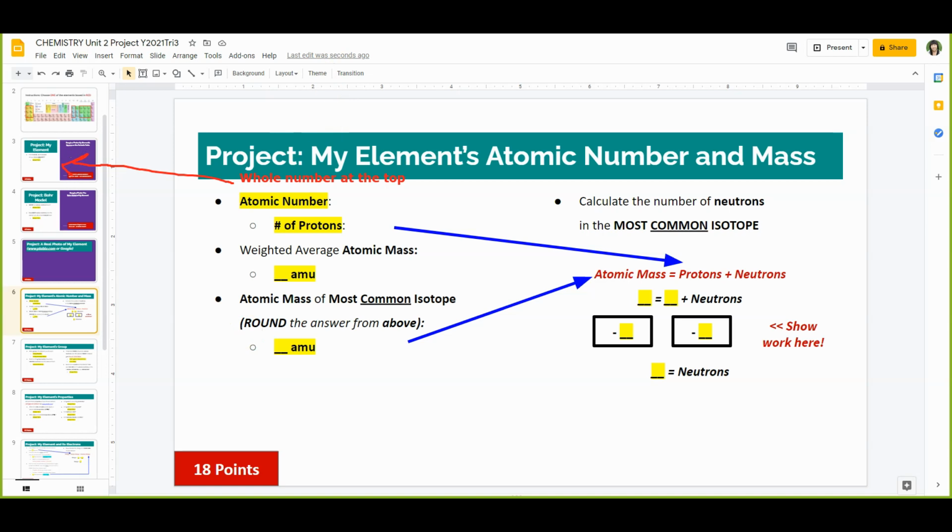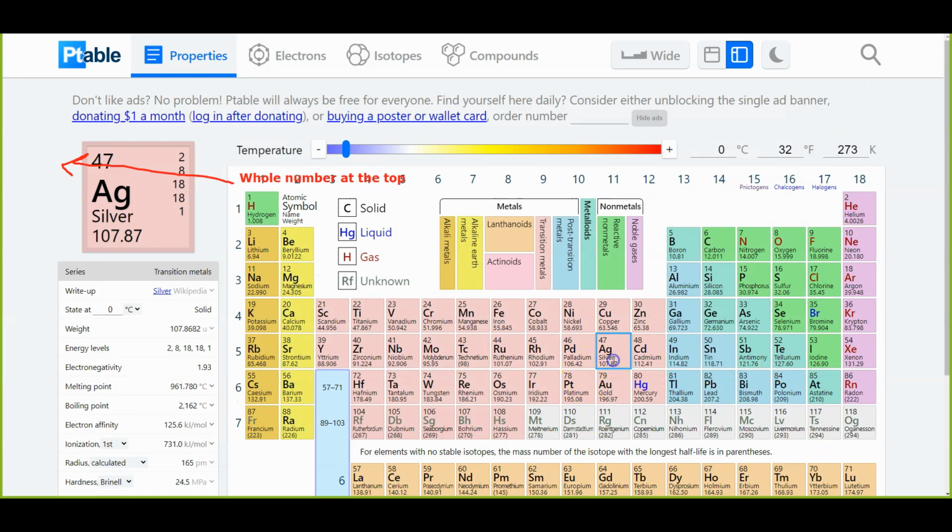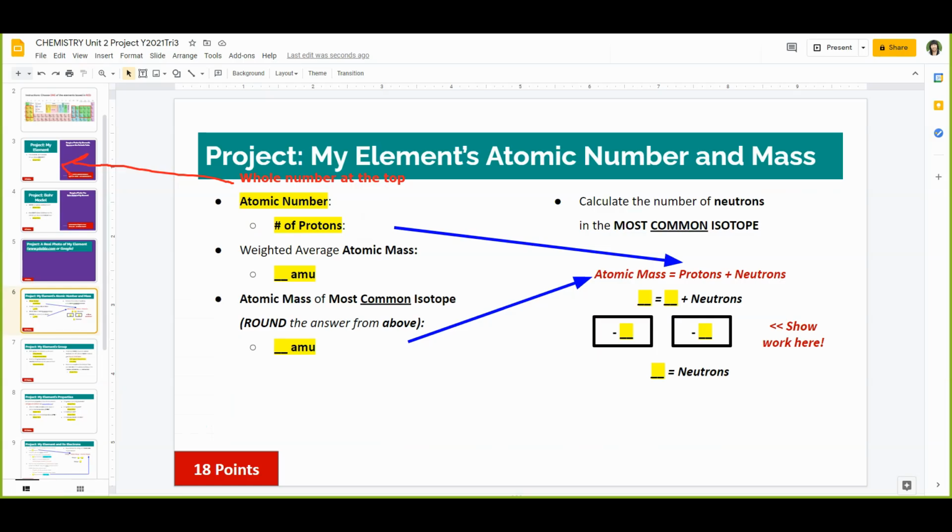Okay, I'll take a look right here, for example, at silver. Silver's whole number at the top is 47. So my example for silver would be 47. And remember that the atomic number is also the number of protons. So these two things right here are the same. This means that silver must always have 47 protons as well. So my example would be 47 protons.